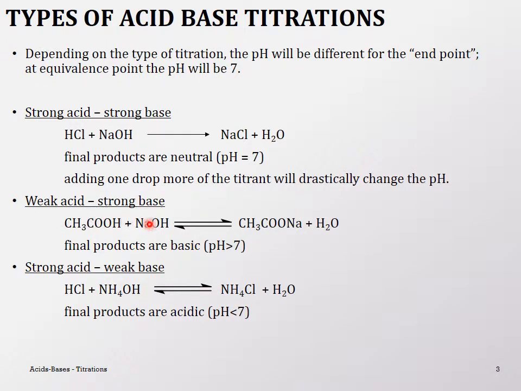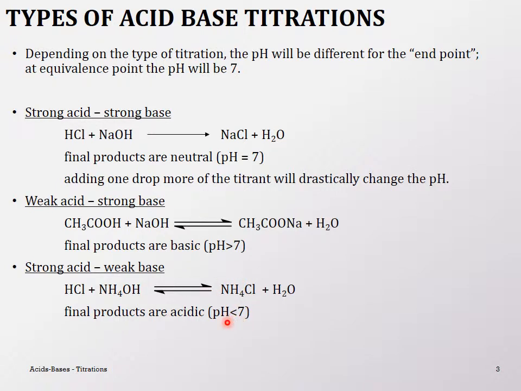Weak acid and a strong base. If you have a weak acid and a strong base, it means that the final product is going to be a conjugate base. If it's a conjugate base salt, then your pH is going to be slightly more than 7, okay, which means it's a basic product that you're getting. Strong acid and a weak base. Weak bases give acidic salts. So when you have an acidic salt, the pH is going to be less than 7.